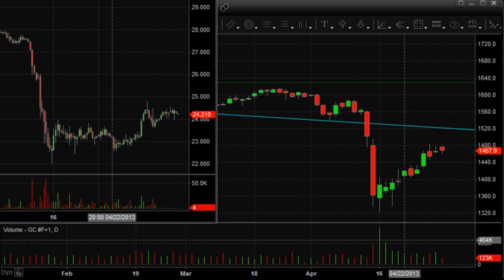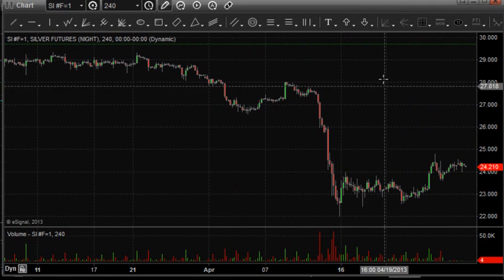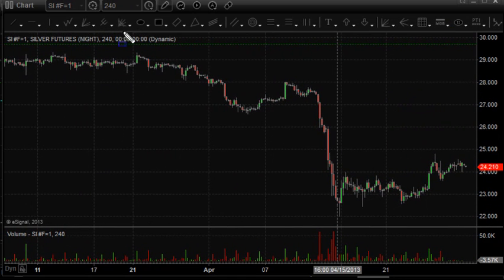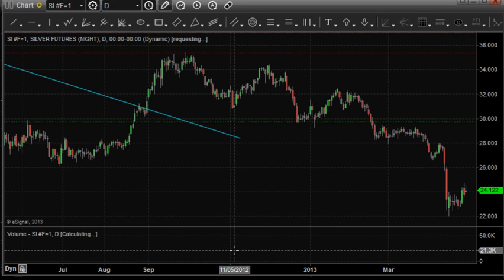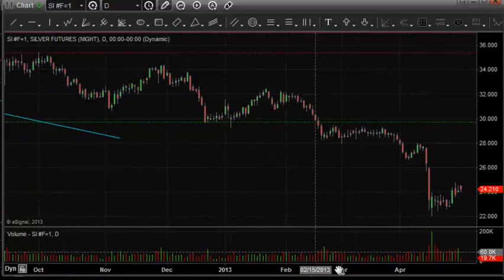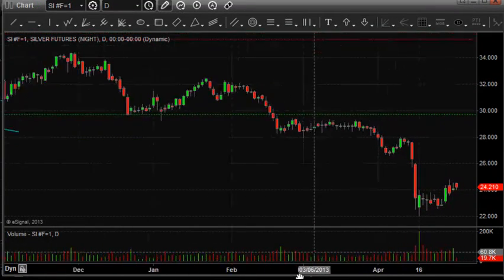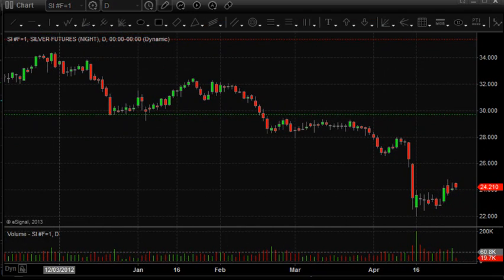Looking at silver, here's a silver chart, very similar pattern. Let me just go to the daily chart again. I'll keep everything on the daily chart today. Looking at this pattern right here, it is forming a little bit of a pattern that could easily pop, and we could see it really go up to the 26 level.